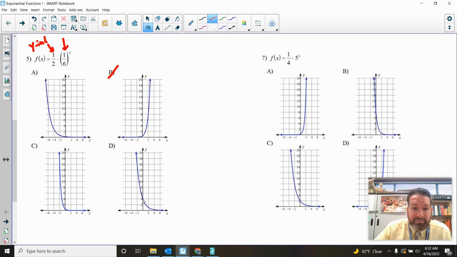This one, though, that very clearly crosses the y-axis at 4. That's not a half. That's too high. So we can eliminate choice D. So it's down to either A or C. Let's now get more specific and check some ordered pairs.